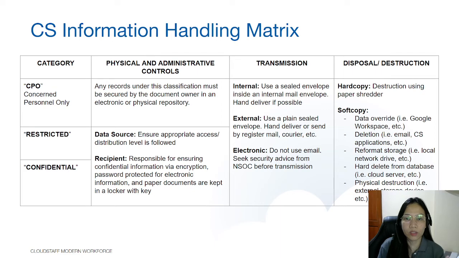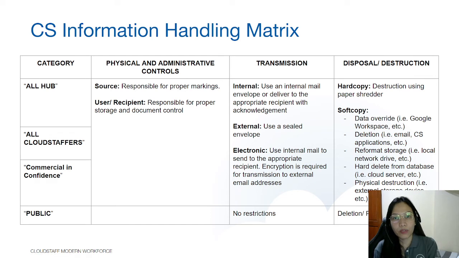And then let's talk about disposal or destruction. If we are disposing of it, we need to make sure that we are using a paper shredder for hard copies. We recommend using at least crosscut shredders for security purposes. For soft copy, it depends on where the information is stored. I'll cite some examples. For those stored in Google Workspace, we can do data override; reformat storage if it's in a local network drive; and physical destruction if it's in an external storage device.